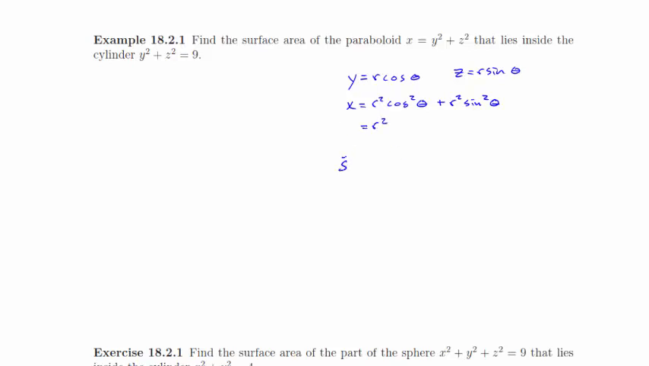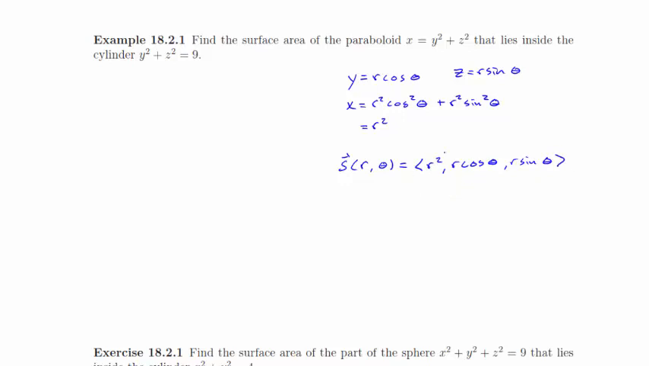So this gives us the idea that S is a function of r and theta, and it equals r squared for my x component, r cosine of theta for my y component, and r sine of theta for my z component. And I believe this should work just fine.